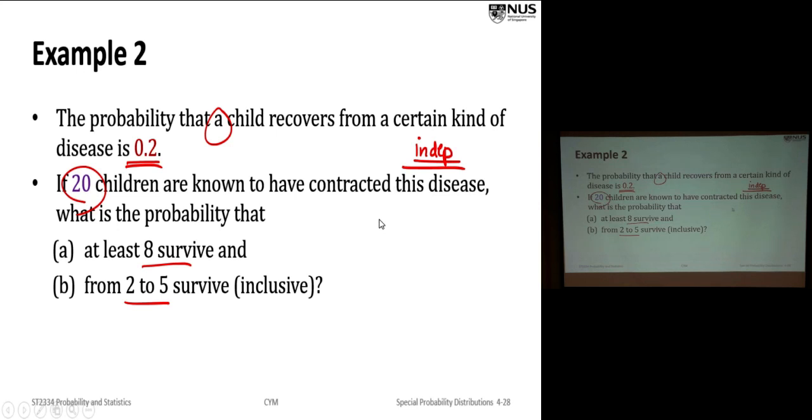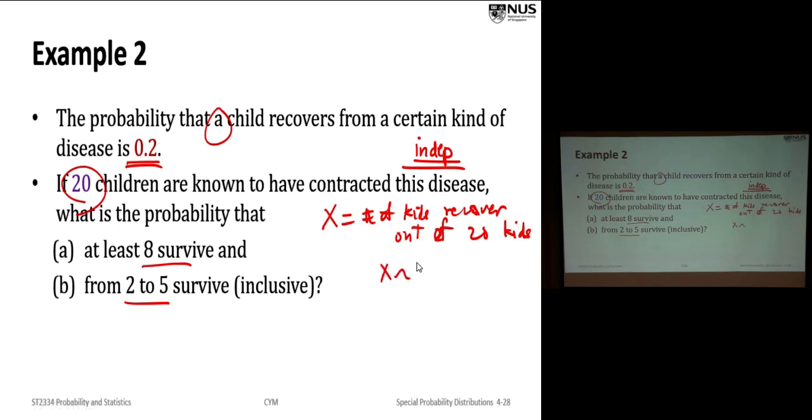So in this case, x will be the number of kids who recover out of 20 kids who contract the disease. So x follows a binomial distribution with n equal to 20, and p, the probability of recovery, is 0.2.